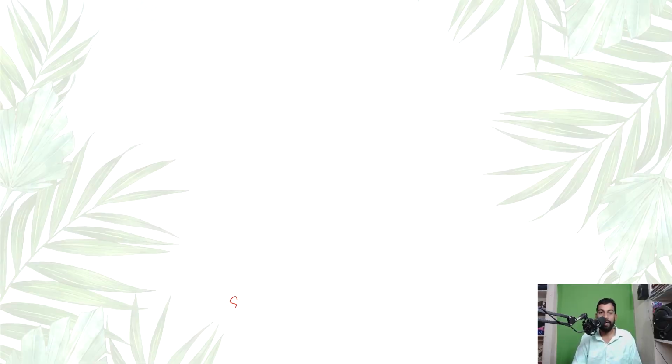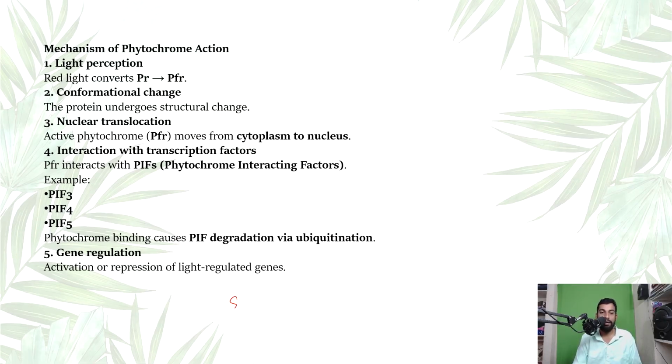Mechanism of phytochrome action. First, light perception. Red light converts PR to PFR. We have seen it. The second one is conformational change. The protein undergoes structural change. What are conformations? Do you know? The third one is nuclear translocation. Active phytochrome, that is PFR, moves from the cytoplasm to the nucleus. Remember this point. So this active PFR moves towards the nucleus. Why is it moving towards the nucleus? Because the nucleus synthesizes genes. They activate physiological activities.